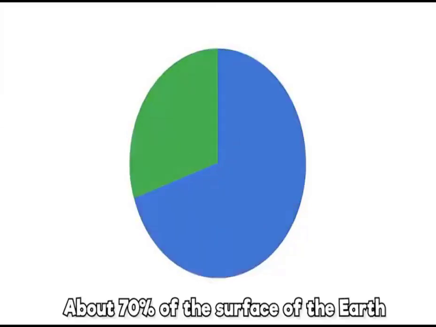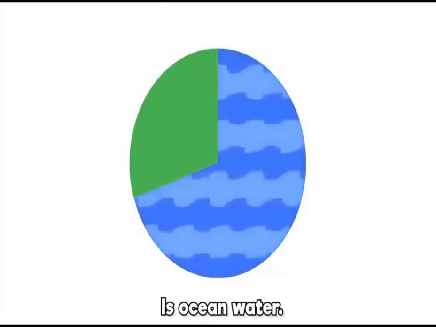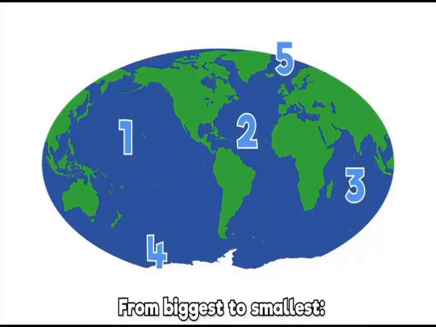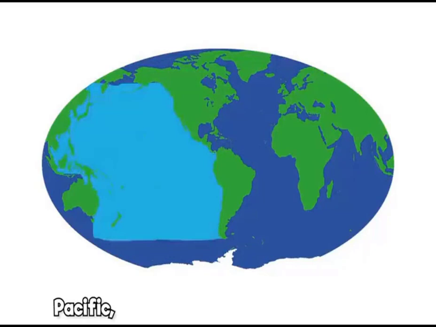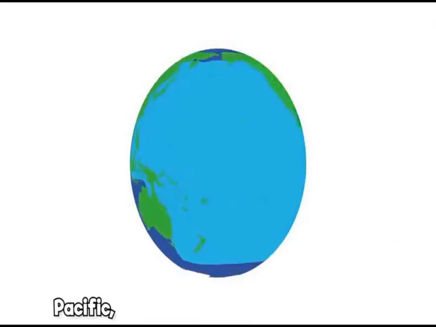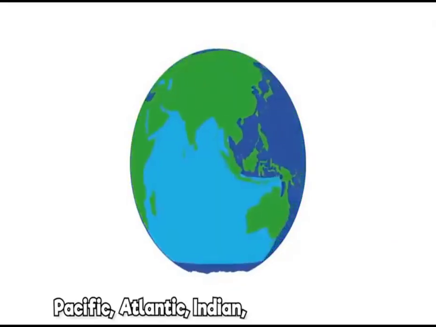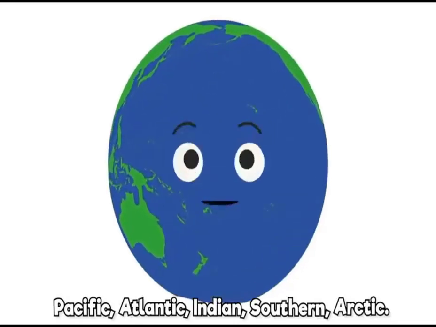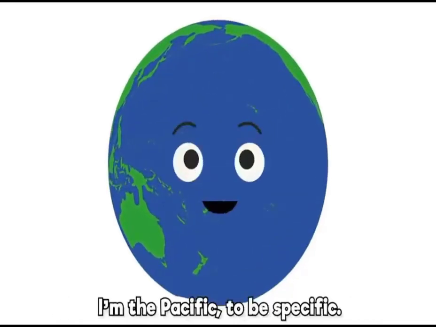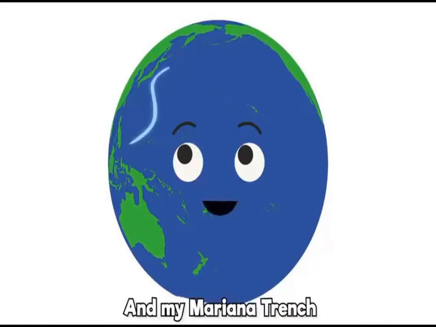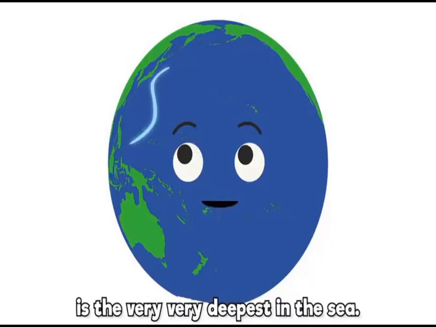About 70% of the surface of the earth is ocean water, and it's divided up in 5 parts from biggest to smallest. Pacific, Atlantic, Indian, Southern, Arctic. I'm the Pacific, to be specific. I'm a third of the Earth's surface where my turf is, and my Mariana Trench is the very, very deepest in the sea.